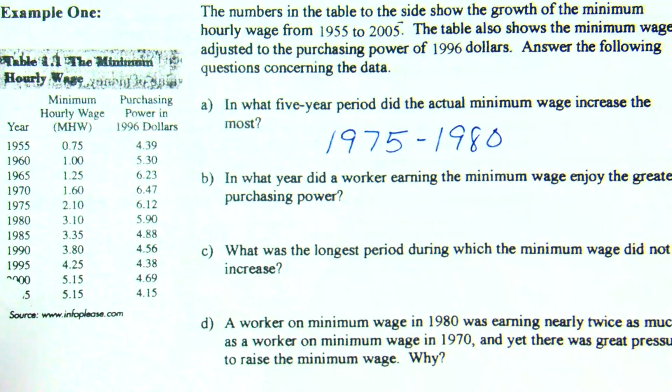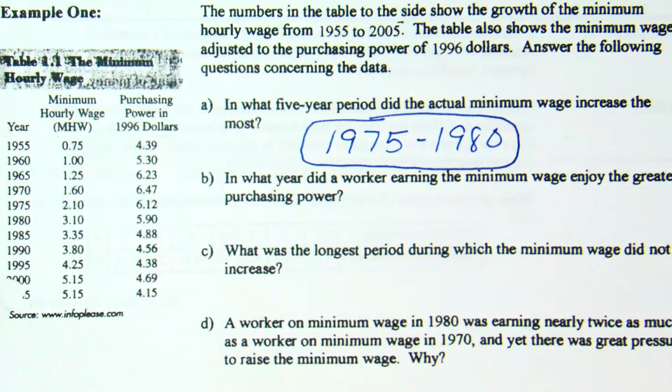And so it's one of those things where something happened in 1975, in that time period, that caused a big jump in minimum wage. Okay? I'm not saying I can identify what that was. But you dig into the history of that time frame and you can definitely find some kind of connection.